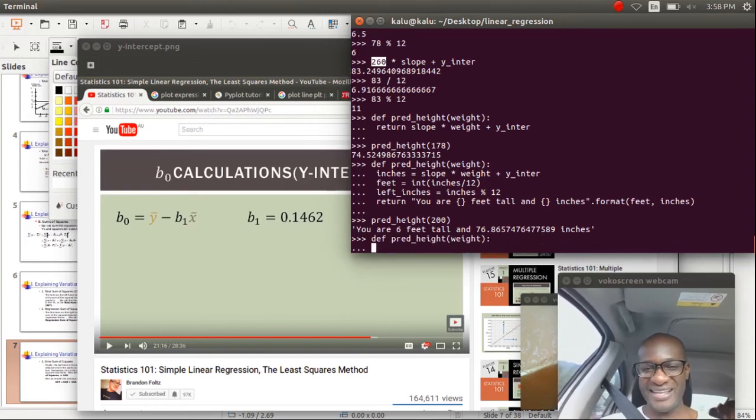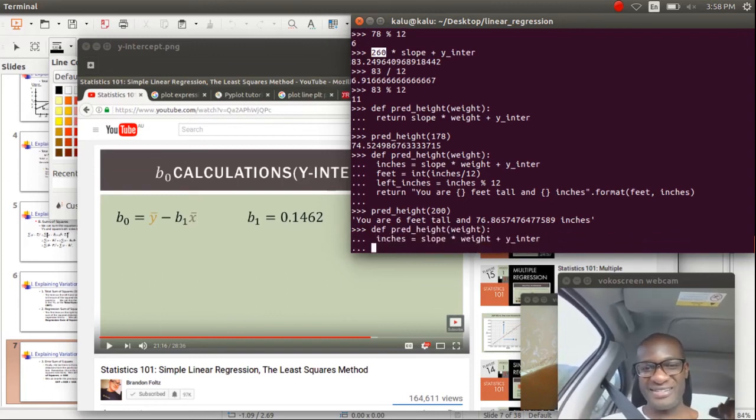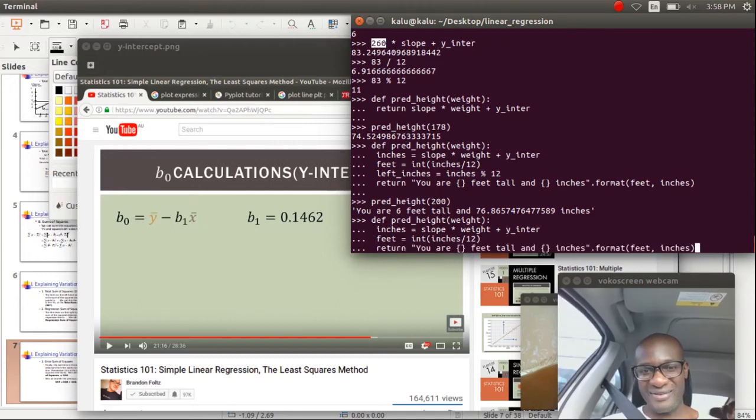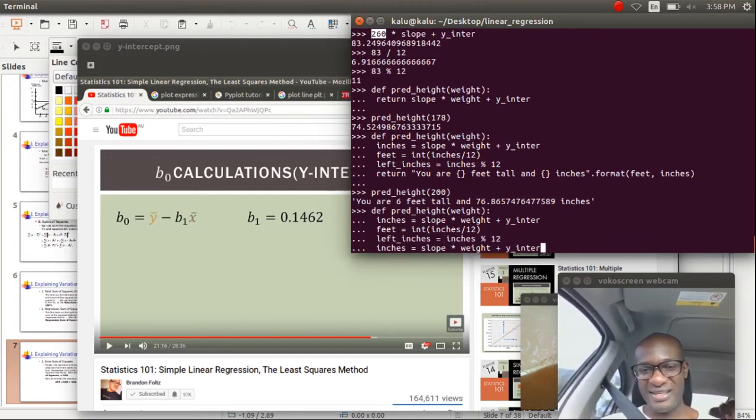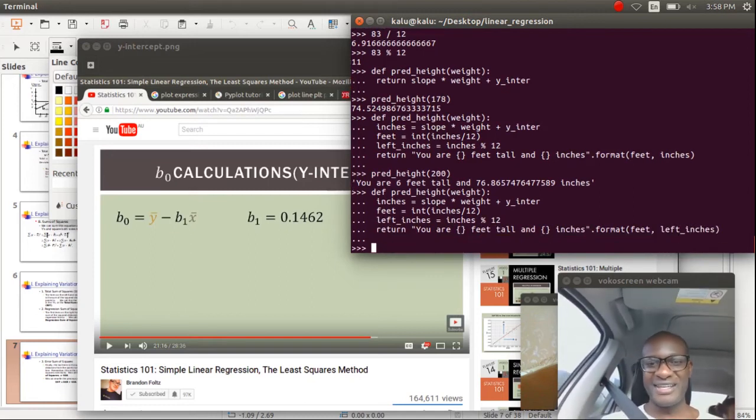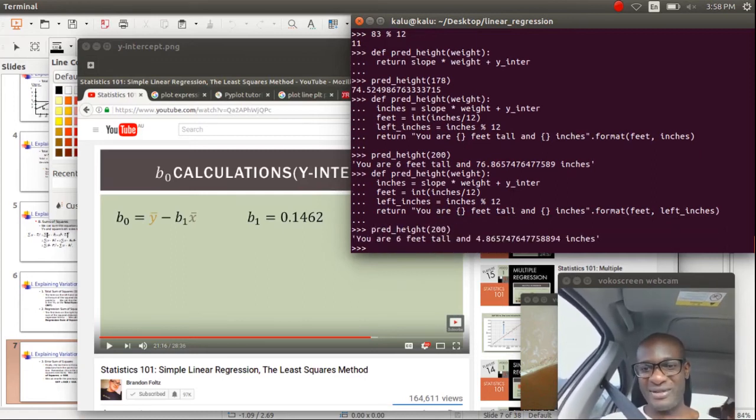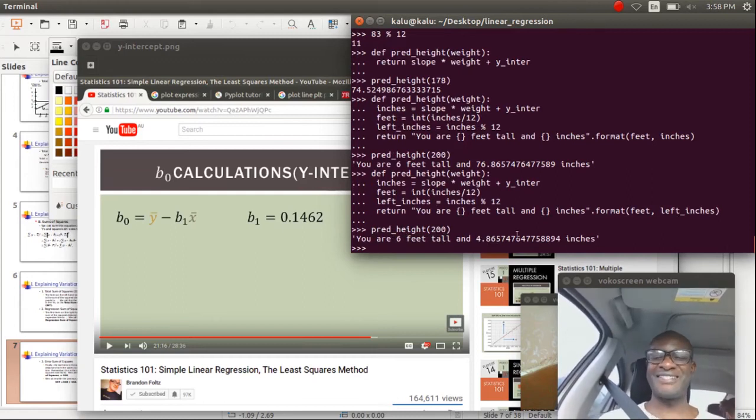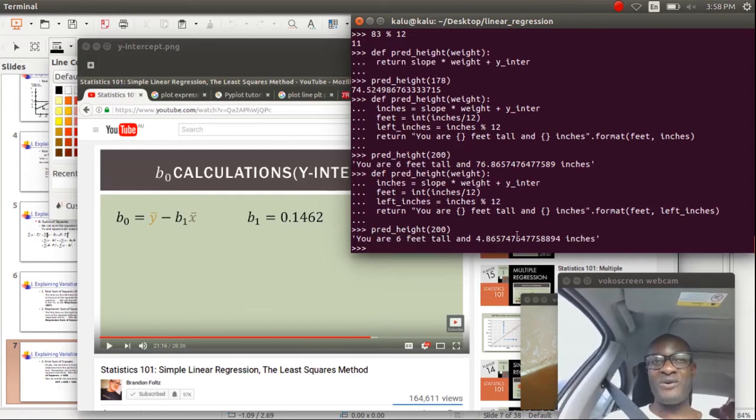I'm sorry, I see our mistake. We have inches right here, feet right here, left inches. And the mistake we made right here was, instead of giving it inches, we want to give it the leftover inches. So let's do that again. Let's predict with 200. There we go. You are 6 feet tall and 4.8 inches. We've done a lot. We've done a great prediction. This is a good example of how to get the best line fit.